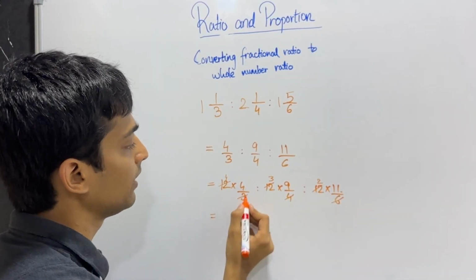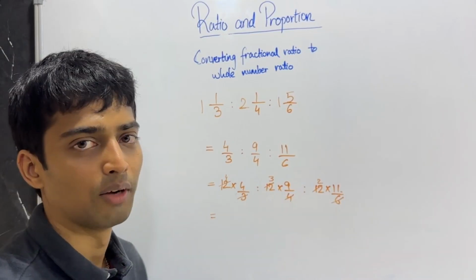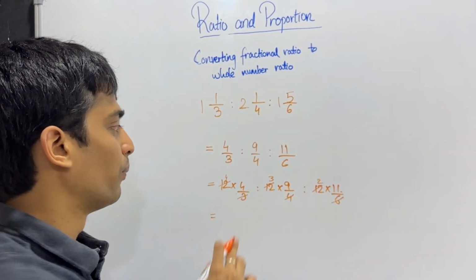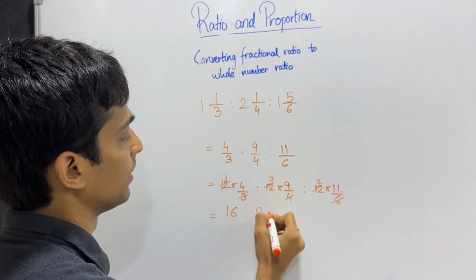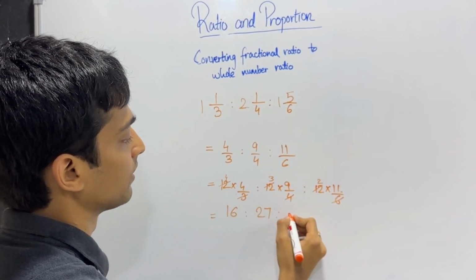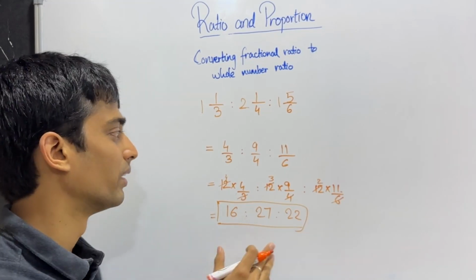So what do you get? The denominators have gone. So now we just get the whole numbers. So 4 4s are 16, 9 3s are 27, 2 11s are 22. So this is your final answer. We got it in the whole number ratio.